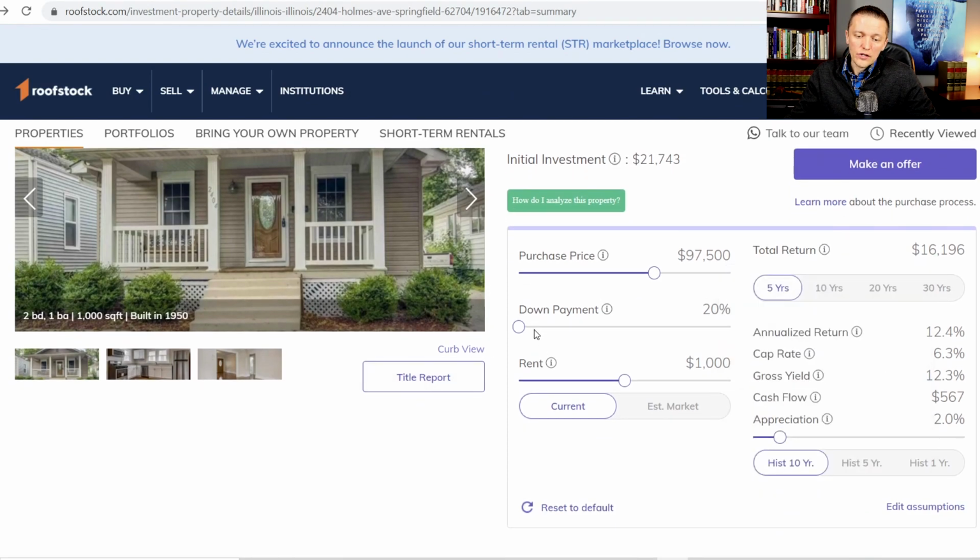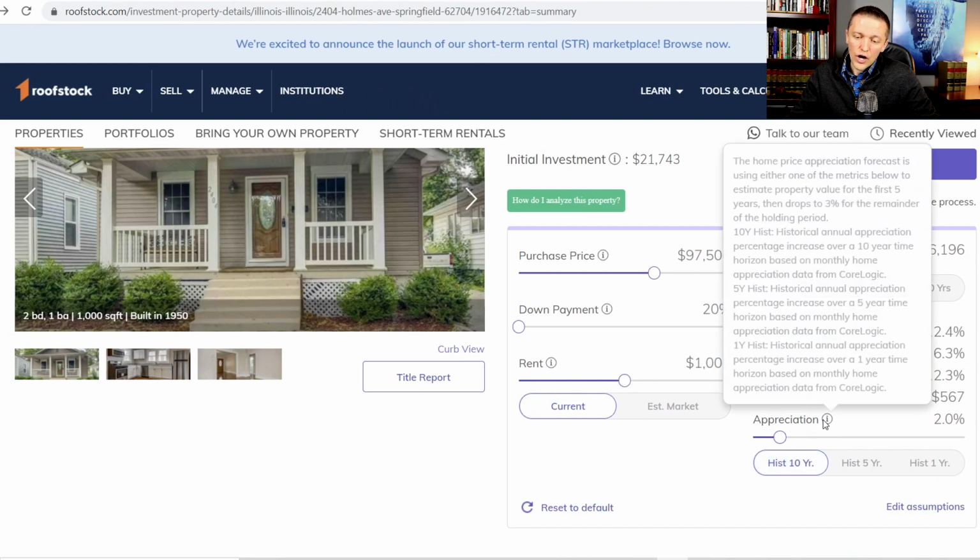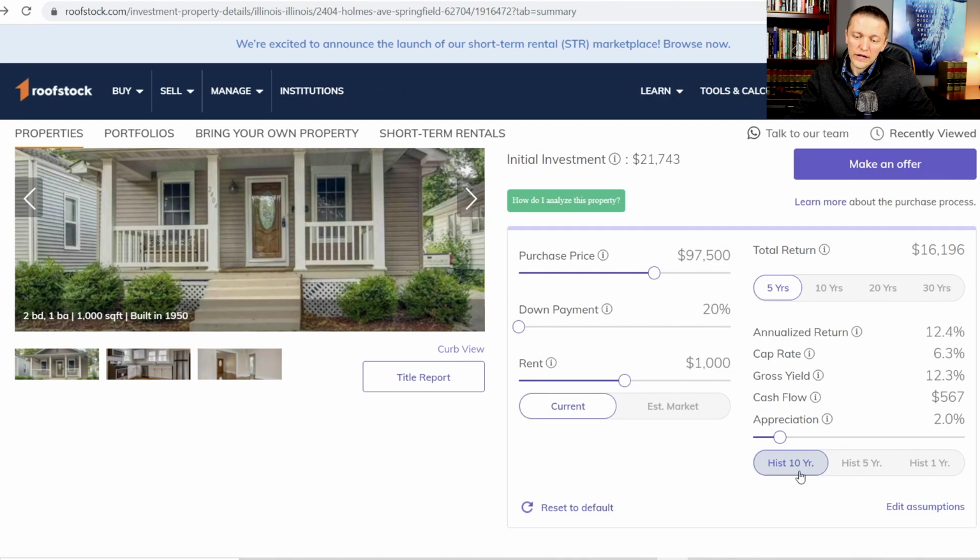And this is with a 20% down payment on a purchase price of $97,500. This also includes the current rent, which is at $1,000, and you can see the tab is selected current. And it also includes an appreciation of 2%. And this is based on a 10-year historical average for the area. Any of these things that we change will change the ultimate numbers. It will change the ultimate return, and it will also change the various percentages here as well.